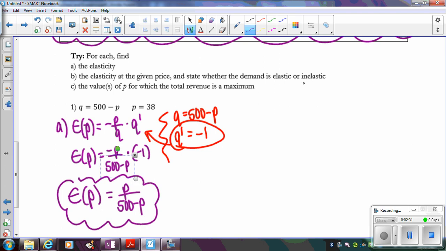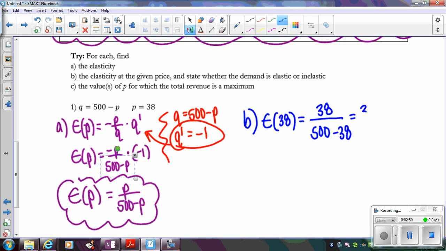This is where we're going to make our conclusion. For part B, the given price is 38. So I'm going to plug in 38 into my function. It's going to be 38 over 500 minus 38. So we plug in, and that's going to be 38 over 462. You divide that, and you're going to get a decimal, 0.082251. Basically, I'm getting a number that's less than 1.